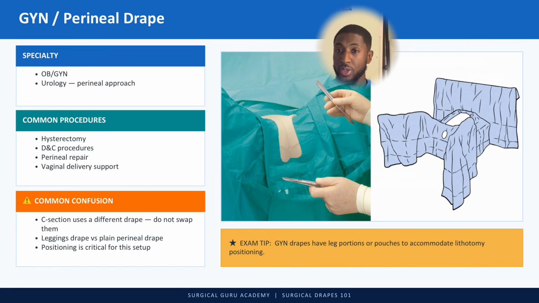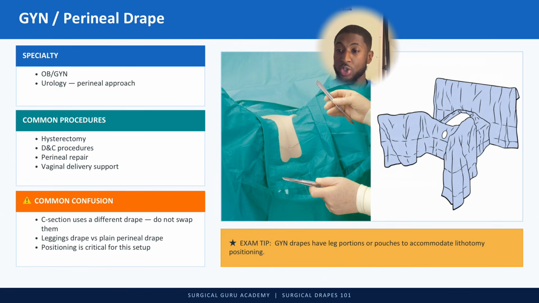So this could be used for OB, GYN, urology. The common procedures are hysterectomies, when you're taking out the uterus, D and C procedures, dilation and curettage, perineal repair, and also vaginal delivery support. So a common confusion: C-section uses a different drape. Do not swap them. Legging drape versus plain perineal drape. And by perineal drape, what they're saying is a GYN drape. I suppose that's another name for it. I've never heard it referred to as that, but I don't know everything. Positioning is critical for this setup.